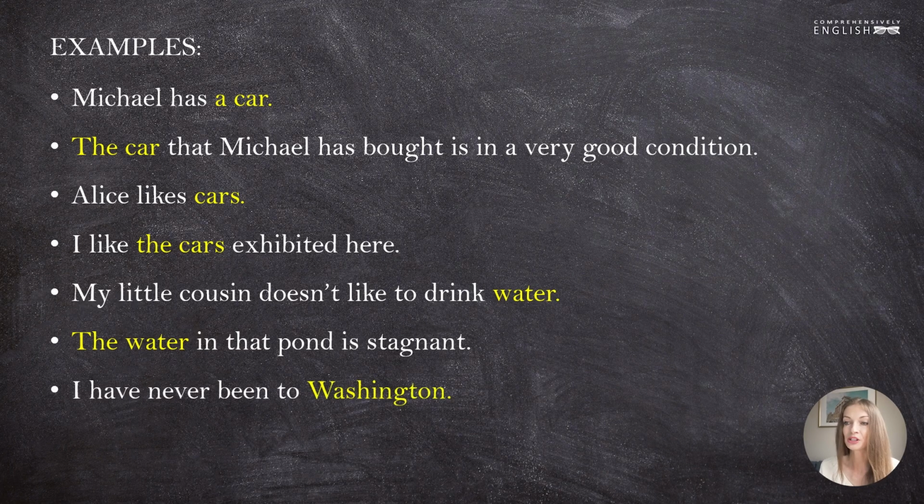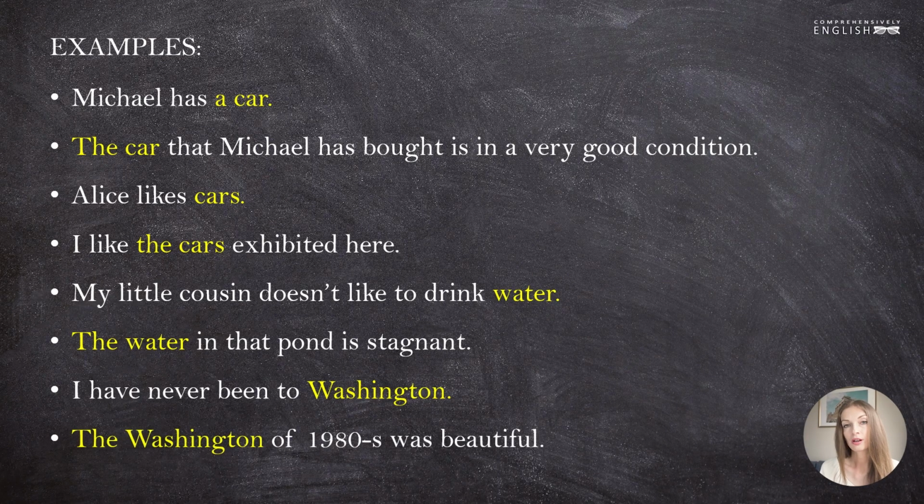I have never been to Washington. Washington is a proper noun. Surely we all know what Washington is and what Washington we are talking about, but as it is a proper noun, it is a city name, the zero article is used. Now finally look at this sentence. The Washington of 1980s was beautiful. Again, as we have just said, Washington is a proper noun.